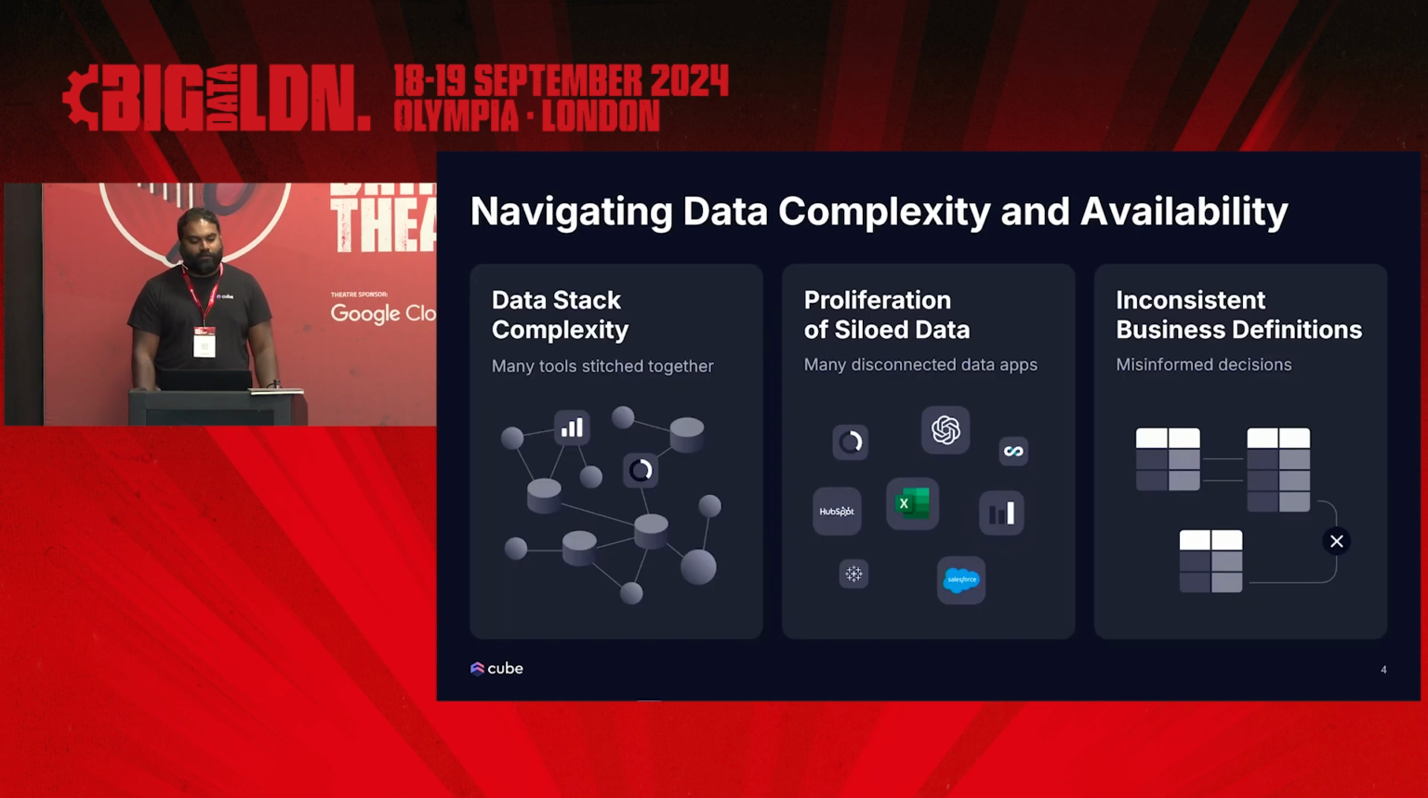And so if you think about what this leads to, it leads to a number of problems. So you have this data stack complexity, and you look outside of this hall and you see hundreds of vendors, and that's just the tip of the iceberg of the tooling that's out there. And so data teams are having to stitch together all these tools. That then leads to proliferation of siloed data.